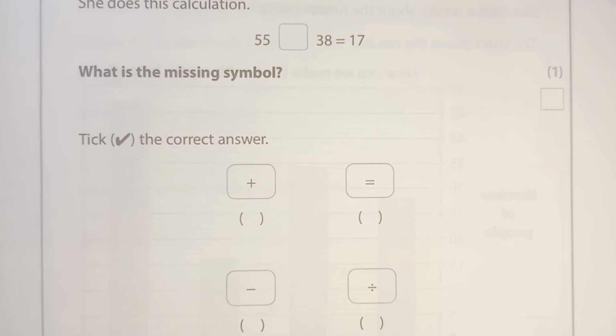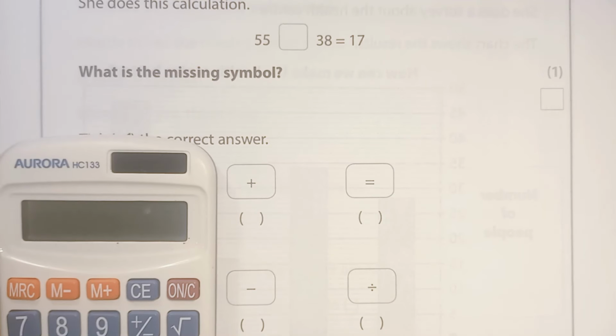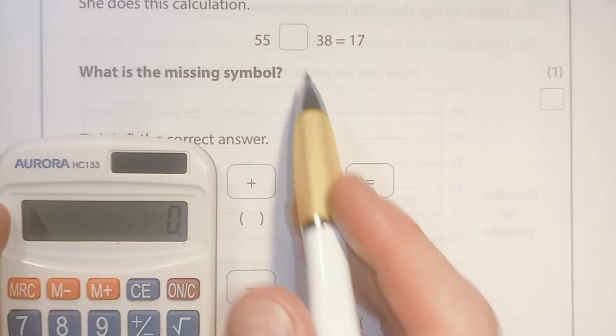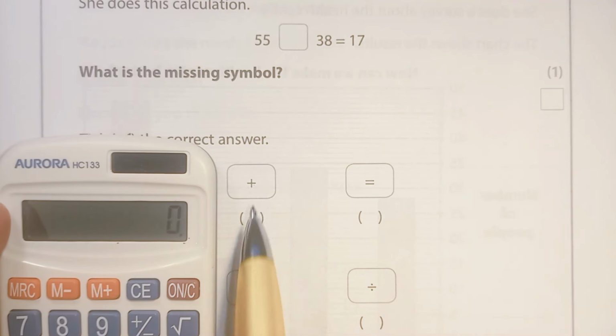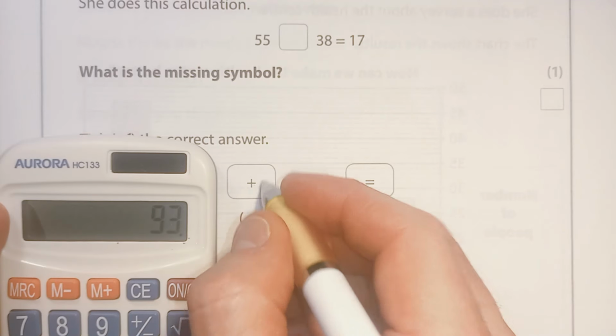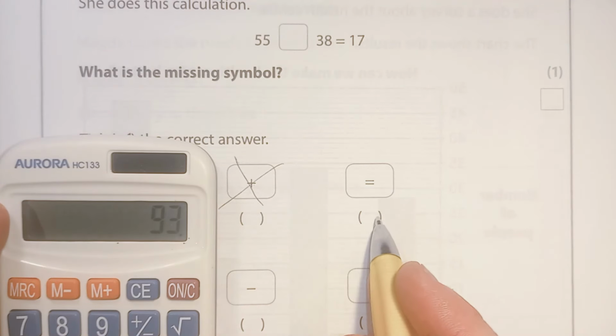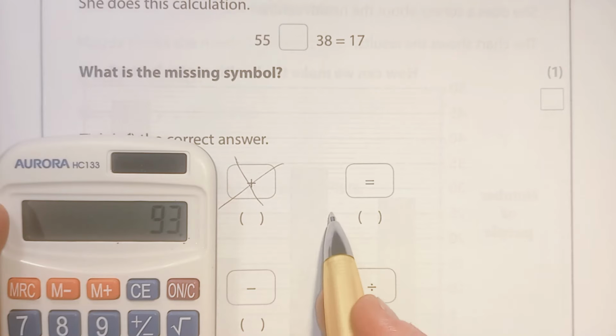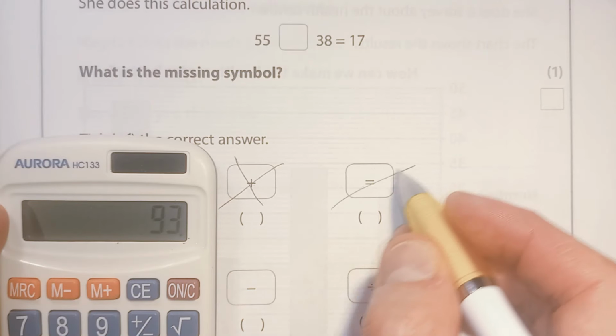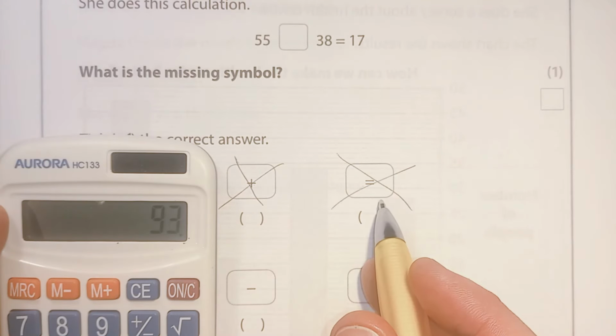Well, this is the calculator section, so we can just test them all out. In fact, with question 1, when we did our 75 minus 30, we could just use the calculator for that as well. But what I'm going to try here is I'm going to start with plus. So 55 plus 38. No, that's not 17, so it's not that one. What about 55 equals 38? Well, that doesn't make sense because they'd have to be the same number for that to work.